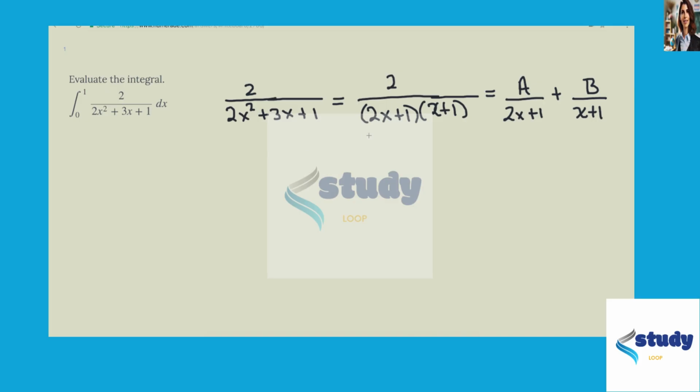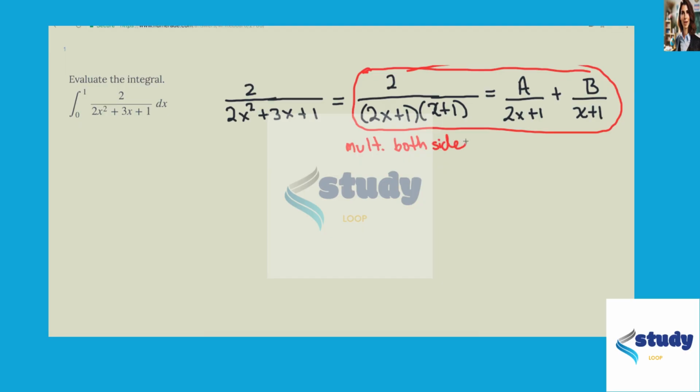So here, looking at this equation over here, circled in red, let's go ahead and multiply both sides by the denominator on the left-hand side. So by 2x plus 1 and then x plus 1. So let's go ahead and do that and then simplify. So on the left-hand side, we'll have 2. On the right-hand side, we'll have A times x plus 1, plus B times 2x plus 1.